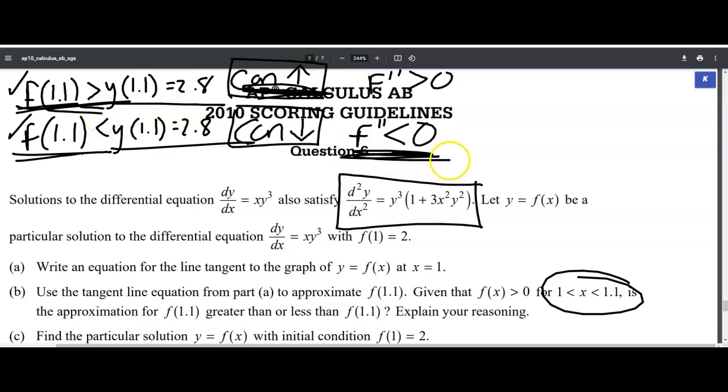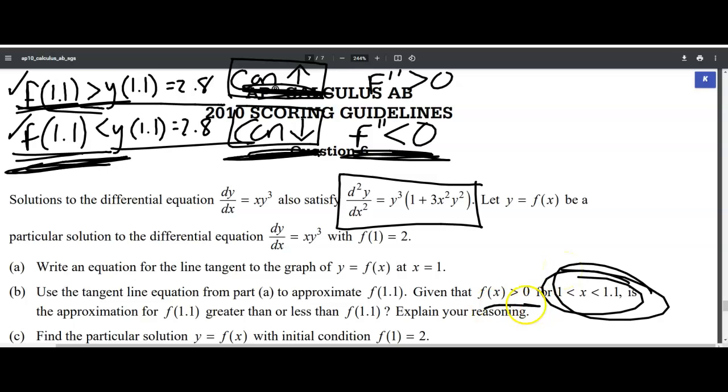Or if the second derivative is negative, that means my graph is concave down, which means that the actual value is less than the estimated value. Okay, so now my question is, what is the second derivative? Is it positive or negative on this interval?